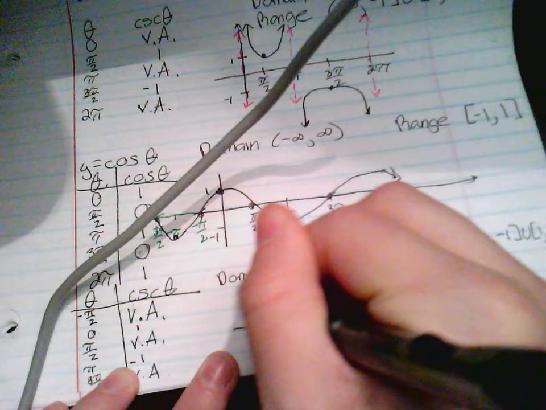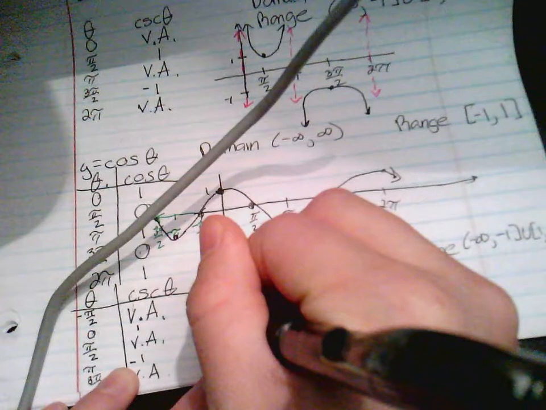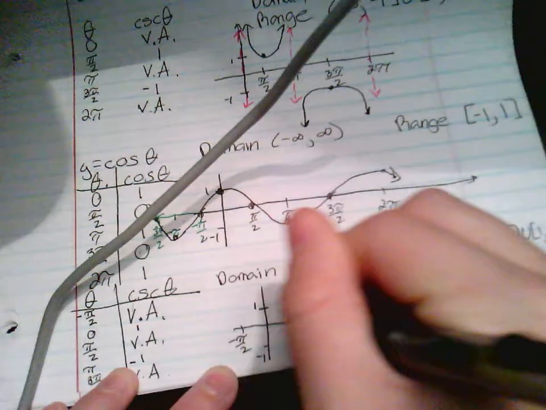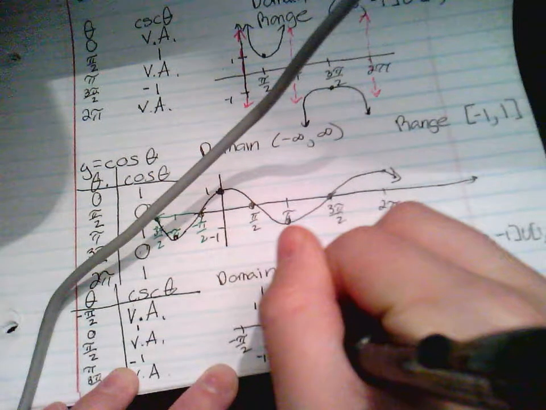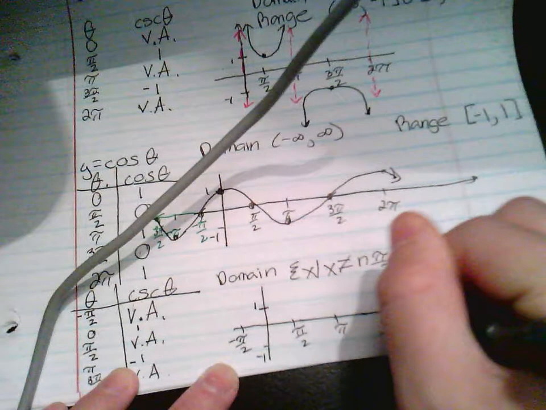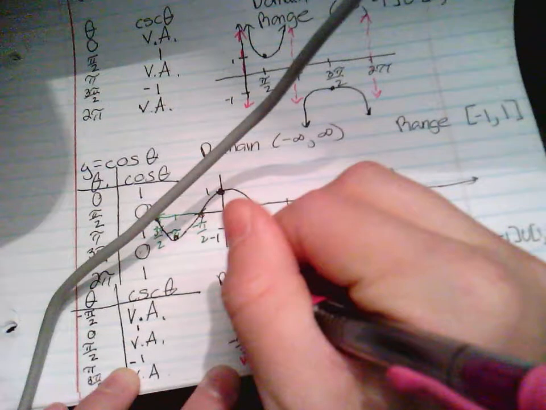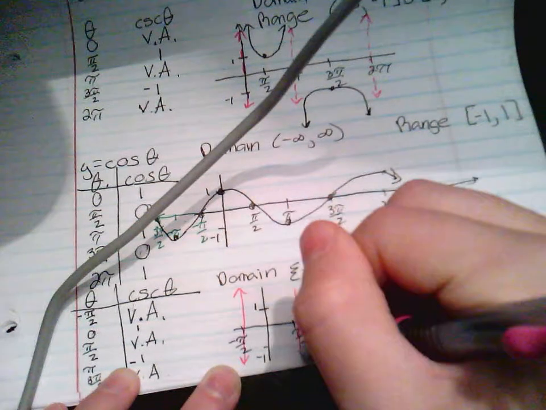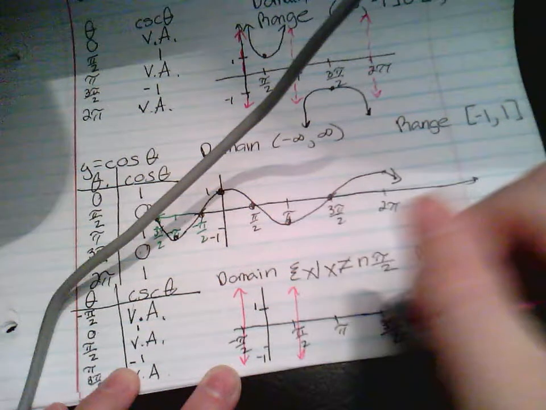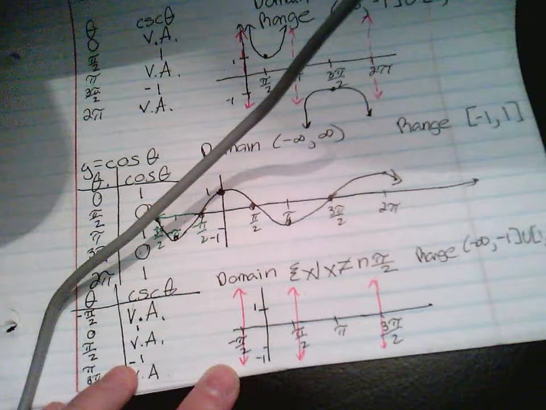So negative pi over 2, pi over 2, pi, 3 pi over 2. Okay, so vertical asymptote here, here, and here. These are supposed to be evenly apart. Okay, just wanted to make that clear.